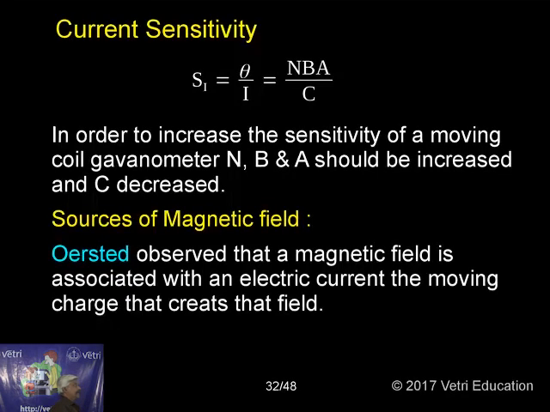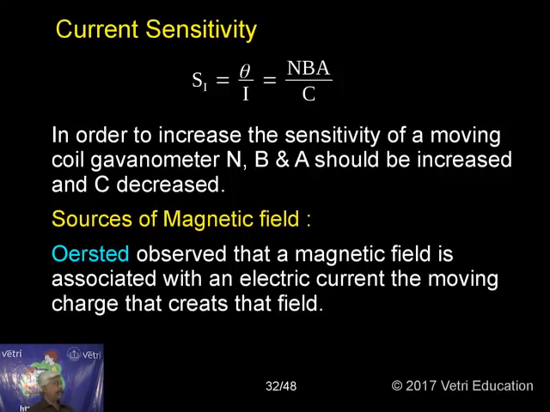The next one, the current sensitivity. The same moving coil galvanometer can be converted into a voltmeter to measure voltage, and into an ammeter to measure current. Everything we have seen in detail in the previous lesson. So I go directly to current sensitivity. The current sensitivity is the deflection produced when 1 ampere of current is flowing, or deflection per unit current.